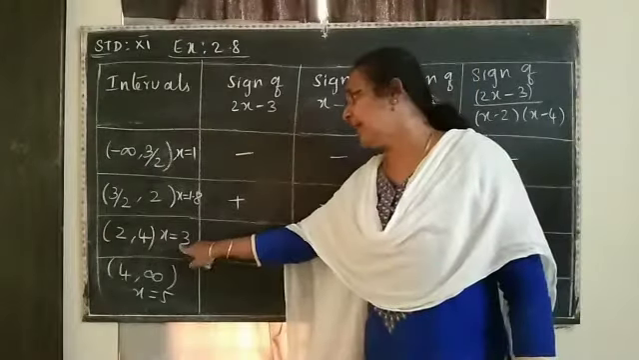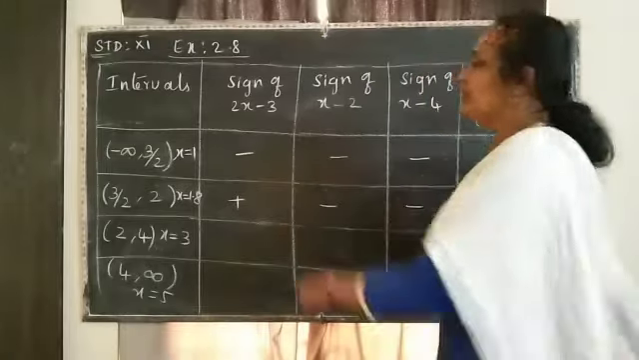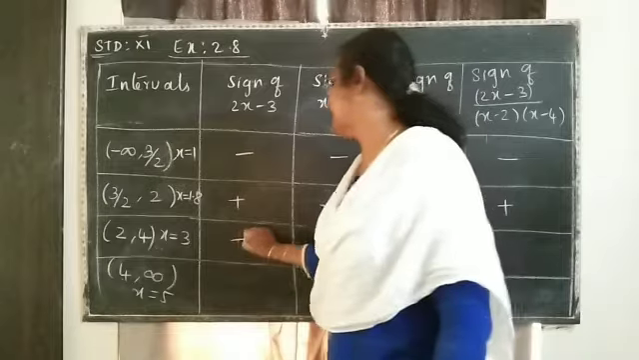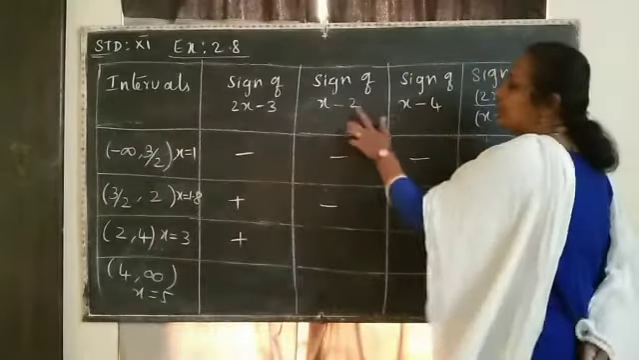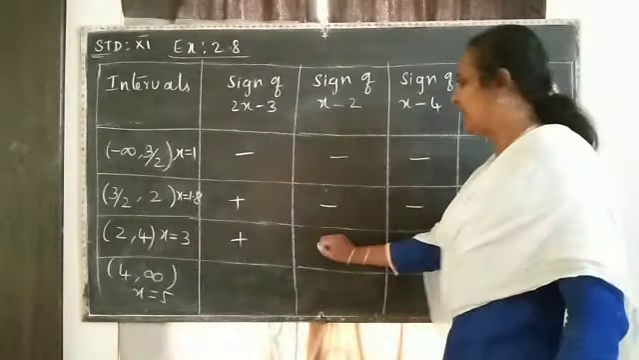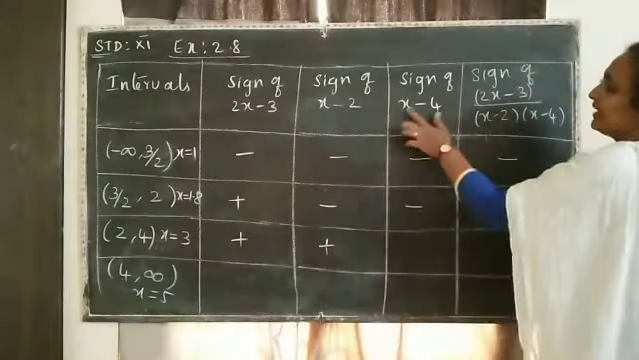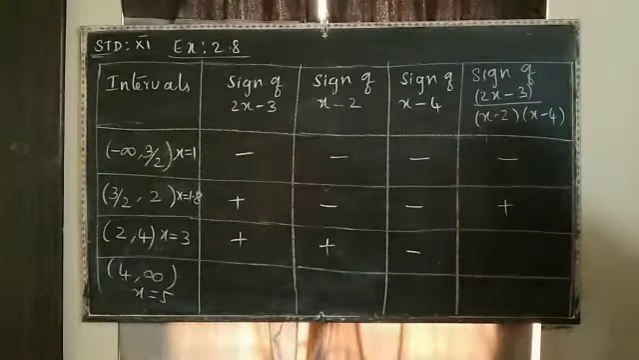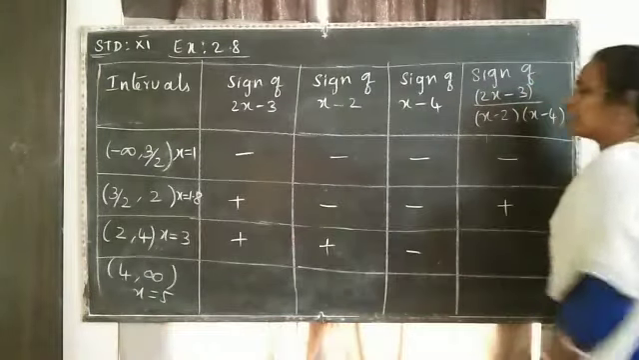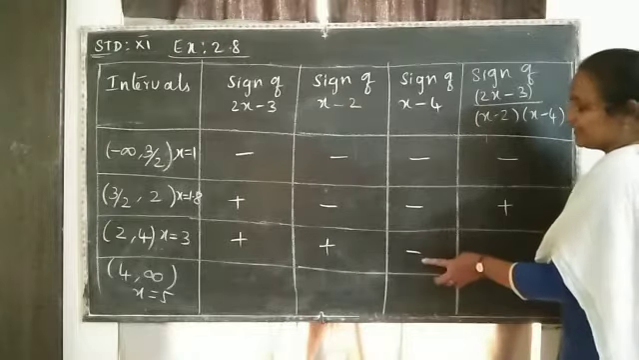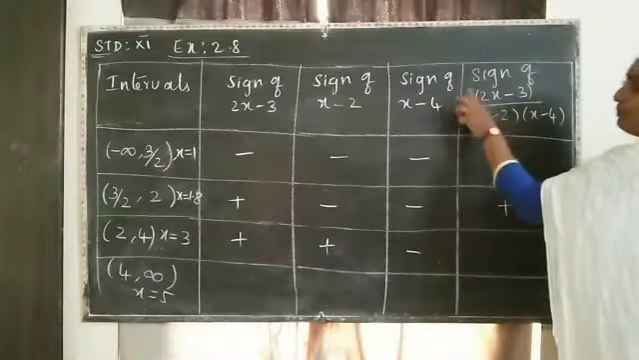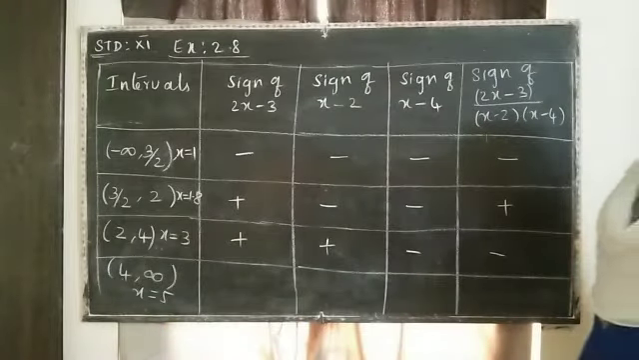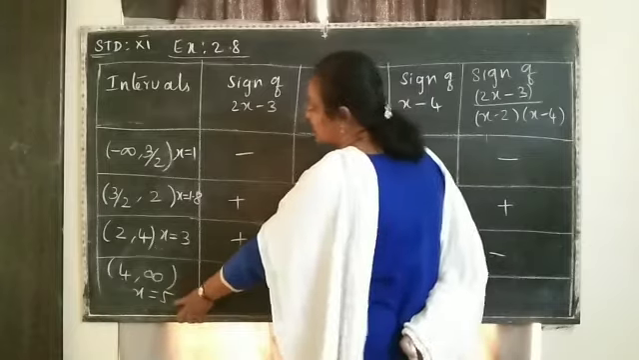Okay. Now look into this. If I take the value x is equal to 3, now what will it be? 2 3s are 6, 6 minus 3 is 3, which is positive. Yes or no? Okay. Now again 3 minus 2 is plus 1, again it is positive. Now again 3 minus 4 is minus 1, which is negative. Now look into this. So the numerator is positive. Plus into minus will be negative in the denominator. So positive divided by negative will give you the answer as negative. Okay. Now look into this. 4 comma infinity, x is equal to 5.